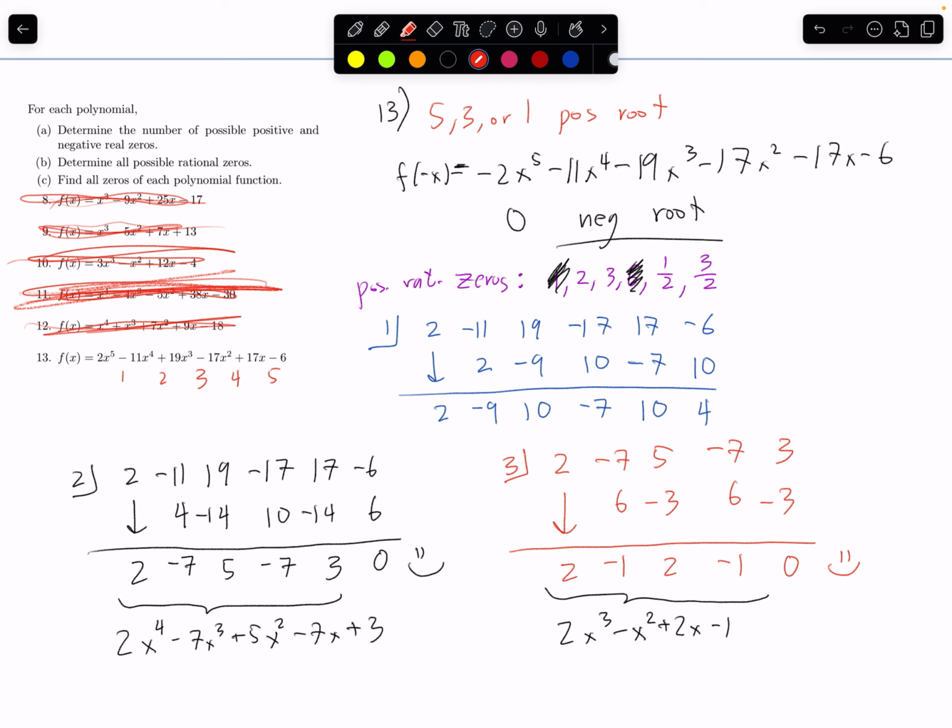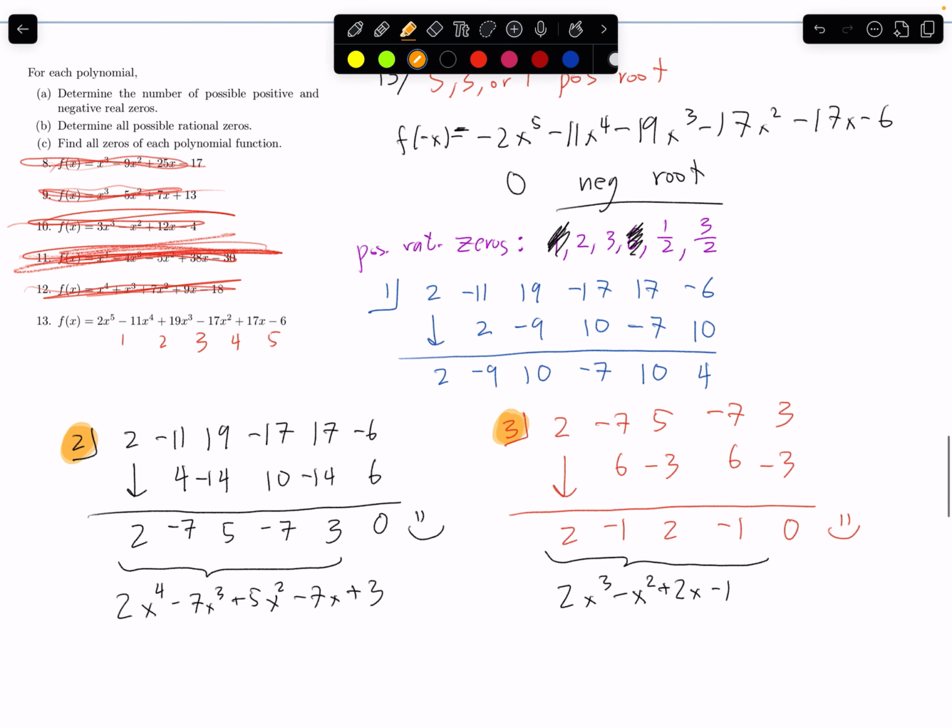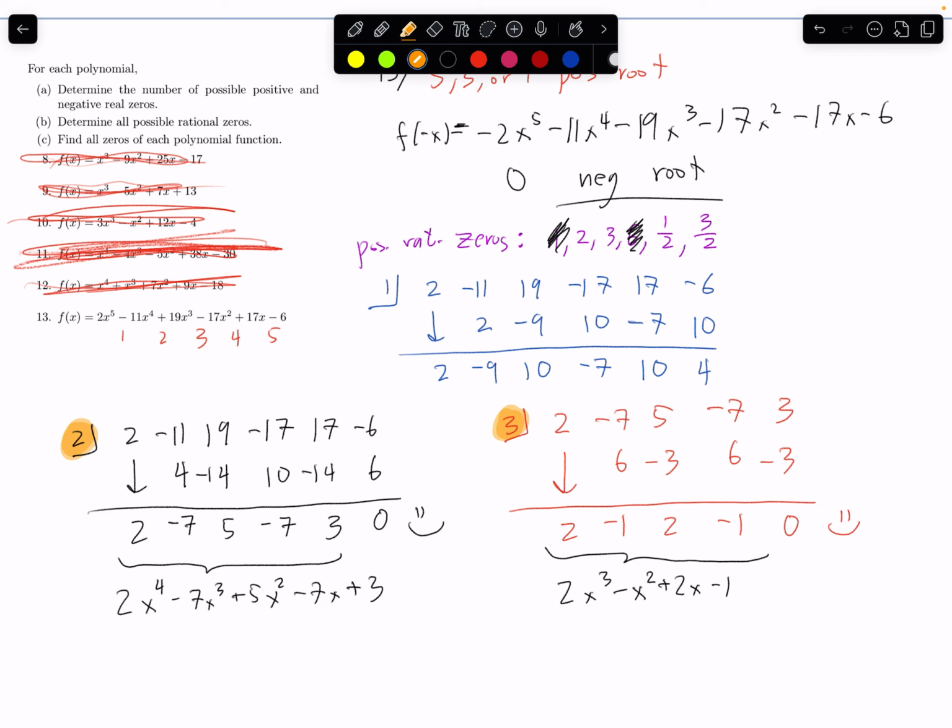Now we're basically back to question numbers 8, 9, 10, right? Let me just, before I forget, highlight that these were the roots. So far I have 2 and 3 being roots, yeah? Okay, I'm gonna have to knock it down one more, okay? 2, negative 1, 2, negative 1, okay.